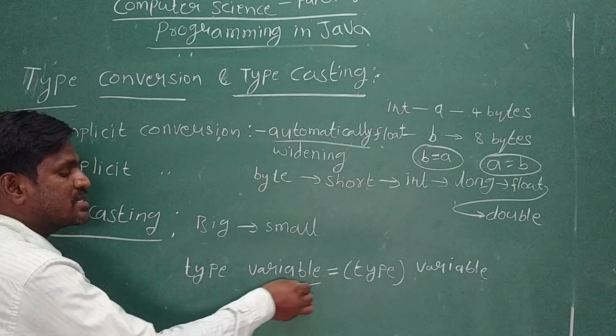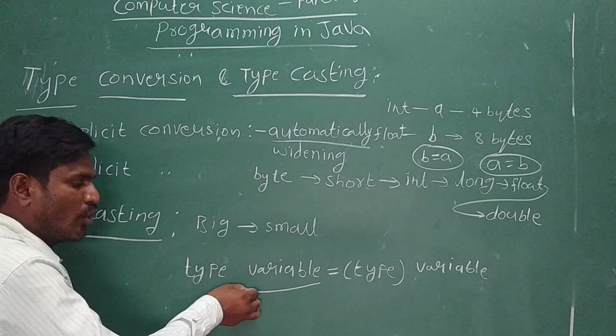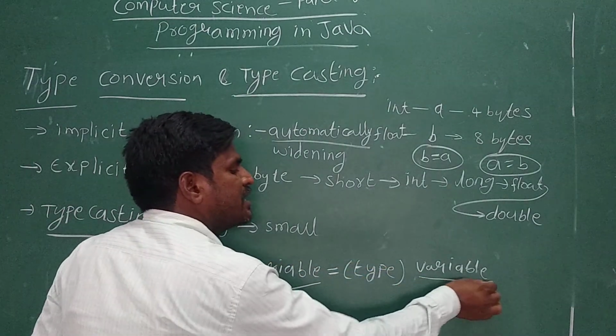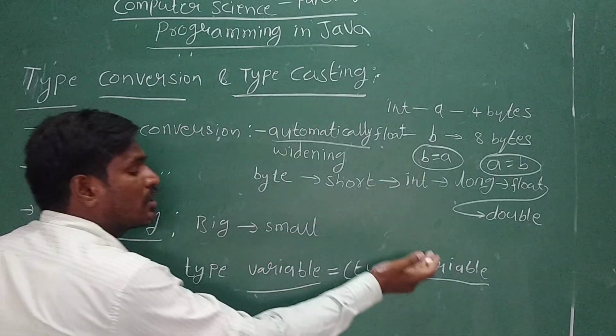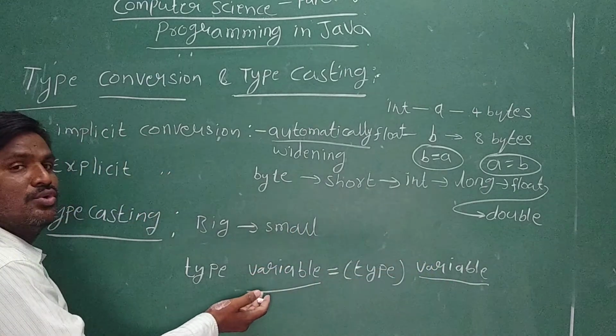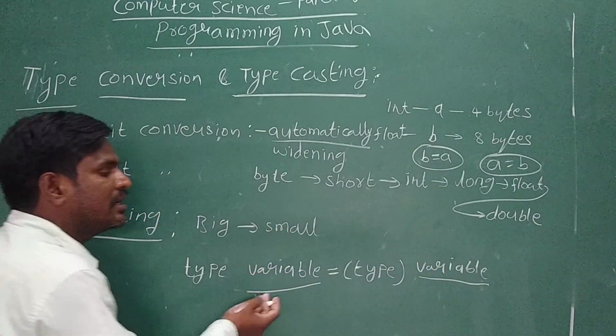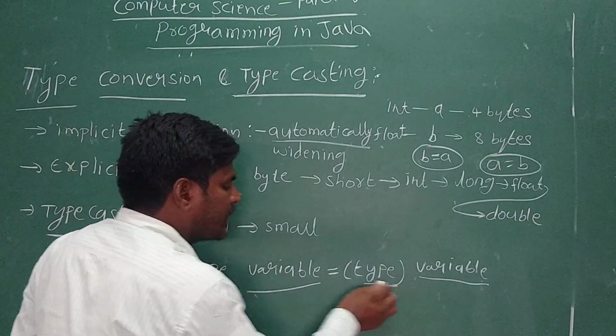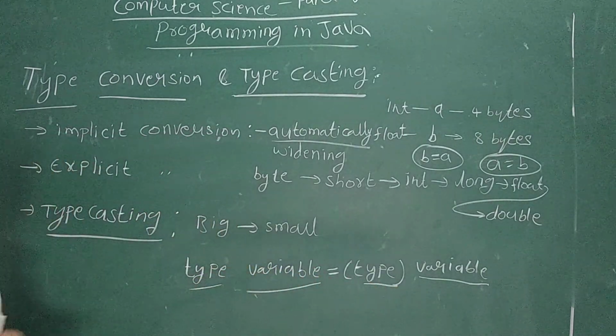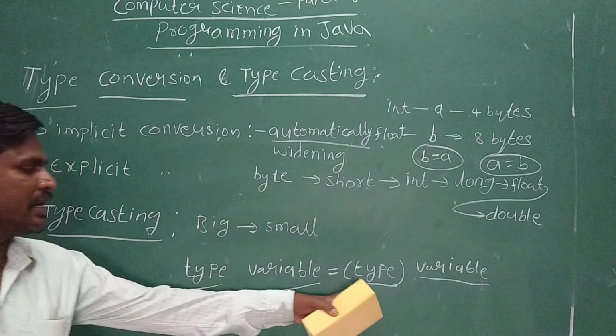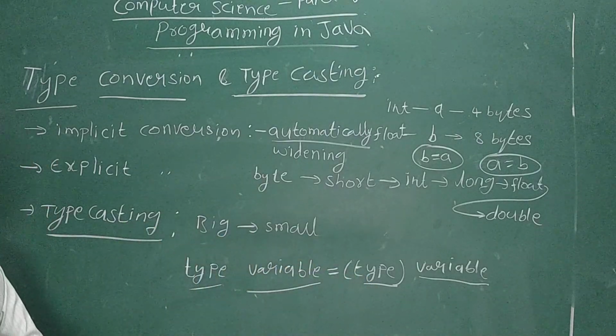Here, this is the lower size variable, and this is the higher size variable. Now we have to convert this higher size variable into lower size. At that time, this data type must be same as this one.